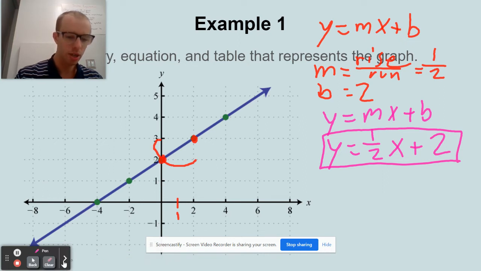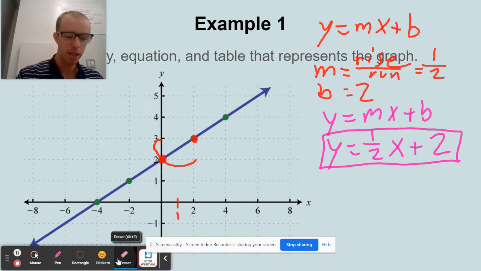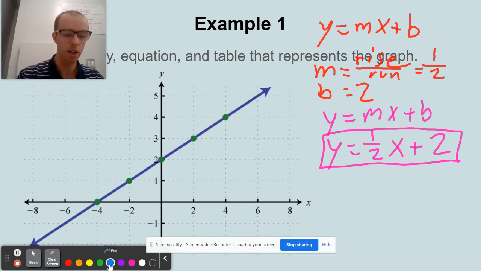This equation shows me the exact same thing as this line. They're the exact same thing, just shown differently, just like water and ice have the same chemical makeup, but they're in different forms. Same with this equation and this graph. If you guys said graph this equation, you would make this graph, right? They're the same thing.